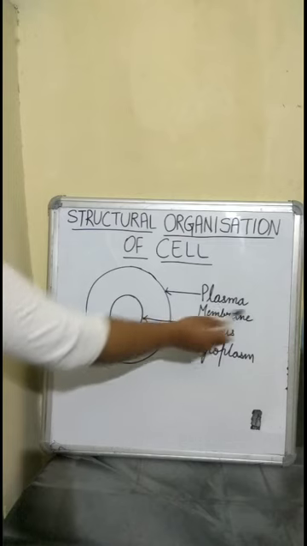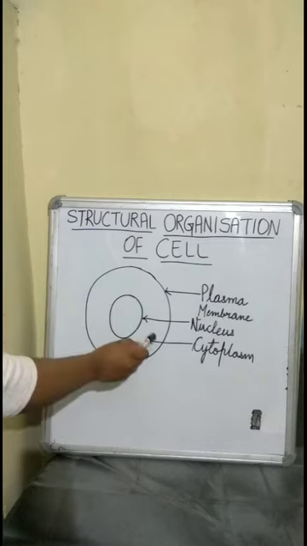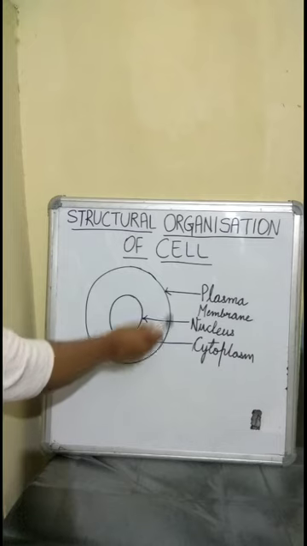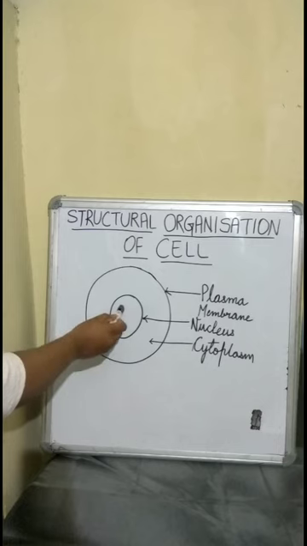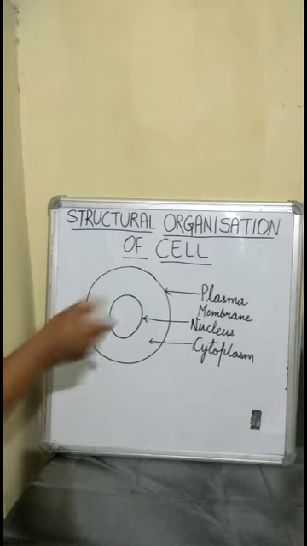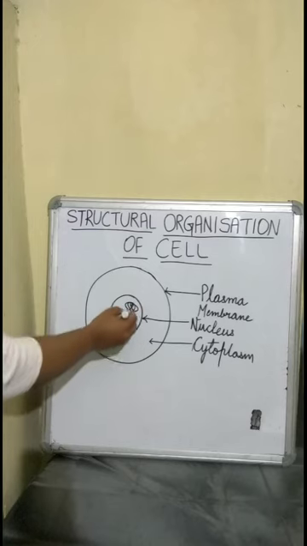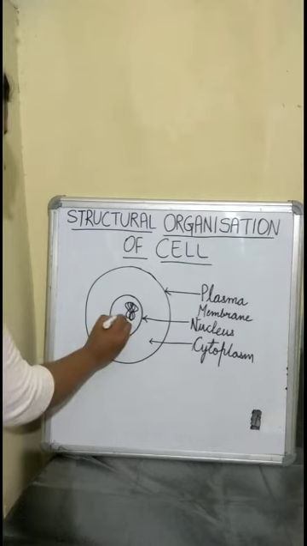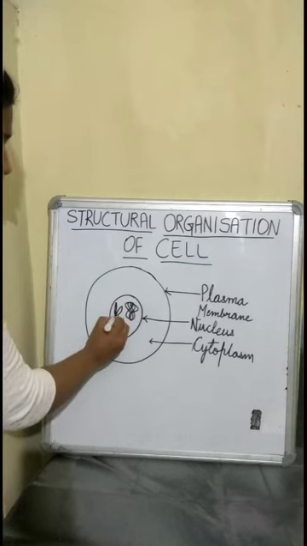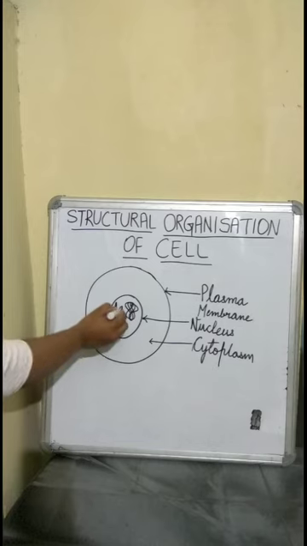Every cell consists of these structural components. First is the plasma membrane. It is the outermost layer or membrane present in a cell. Next is the nucleus. This central region is the nucleus. Here the genetic material, the DNA, is present, and this thread-like DNA molecule is present as a rod-like structure called the chromosome.